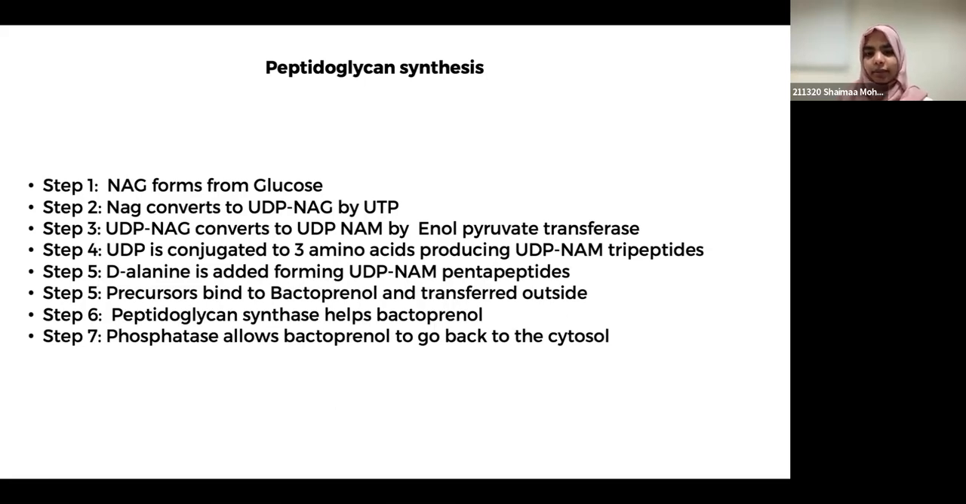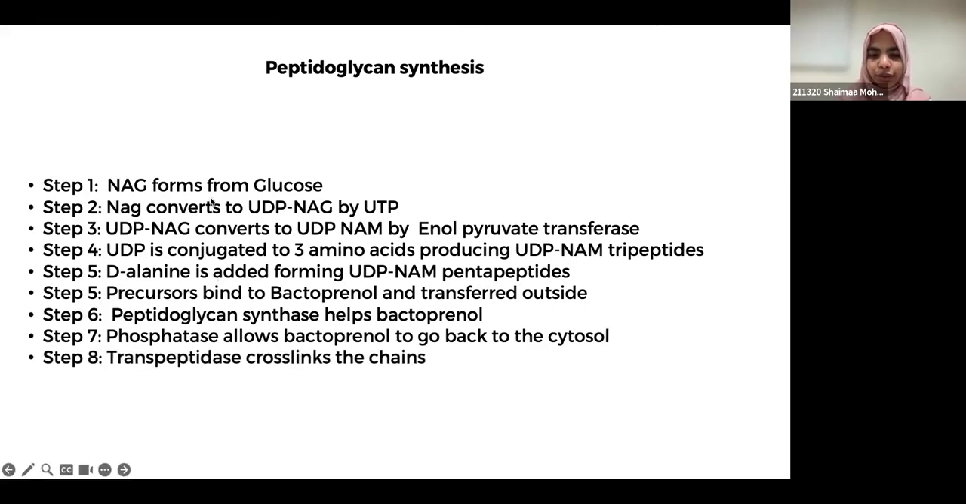And then now we have our linear chains. What do we need to do next? Last step. Yes. Okay, so we need to cross-link with the help of transpeptidase.